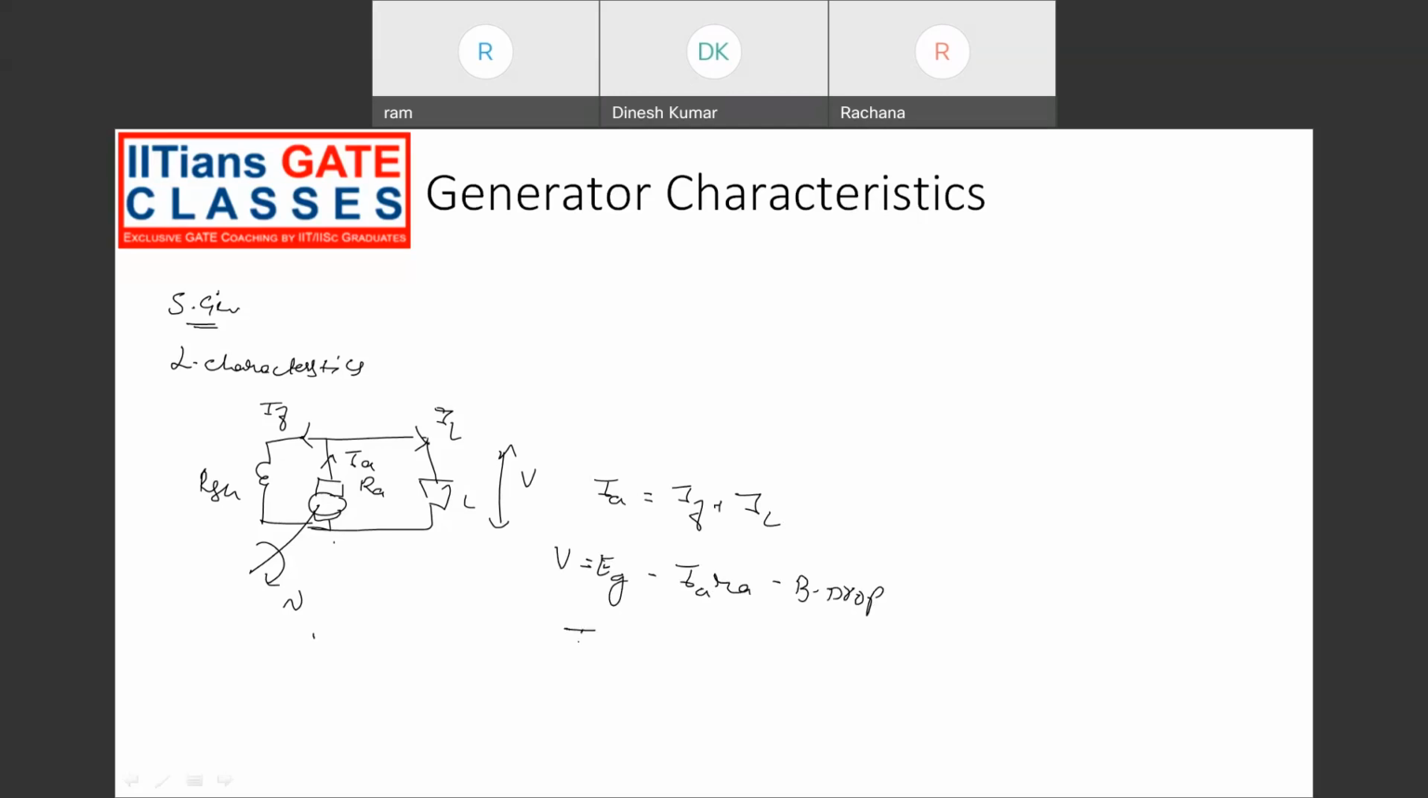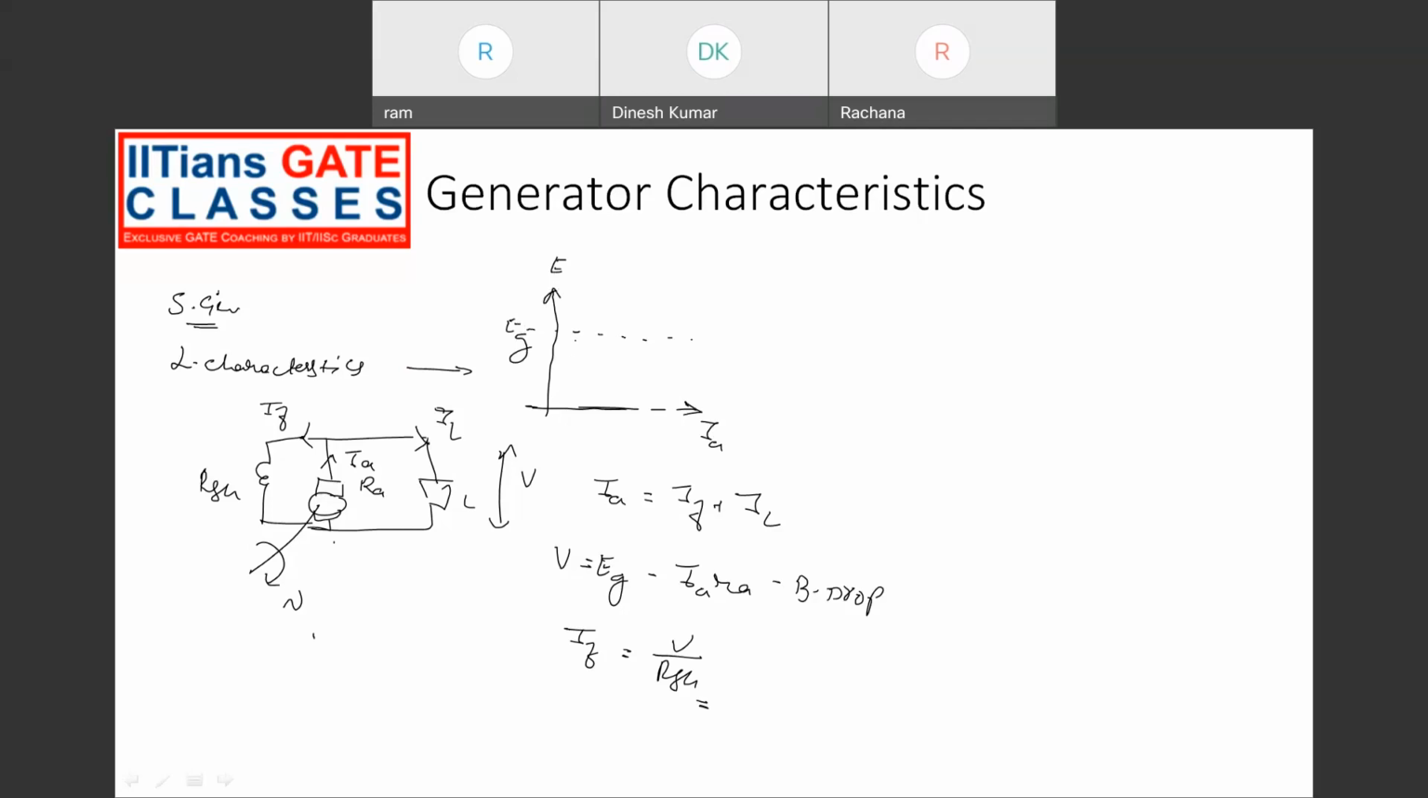Field current IF is given by RSA. Characteristic. First one is an internal characteristic. The plot between induced EMF E and the induced voltage at speed without load.